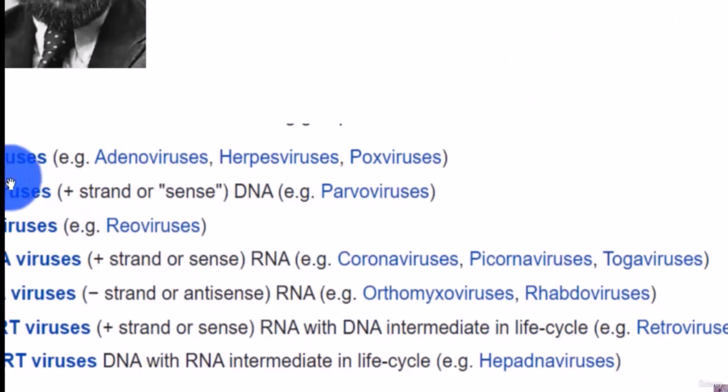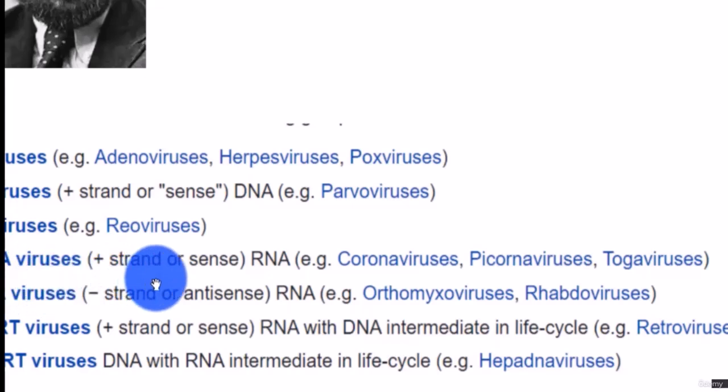Double-stranded DNA viruses, like adenovirus, herpes, and pox. Single-stranded DNA viruses, positive sense strand, like parvovirus. Double-stranded RNA viruses, for example reovirus.